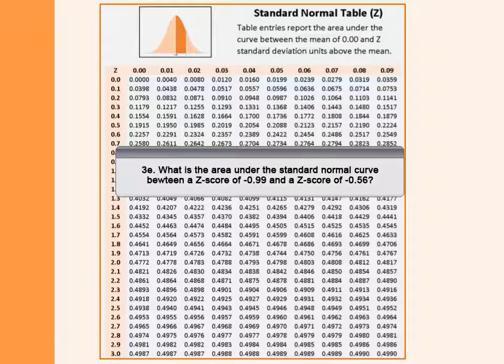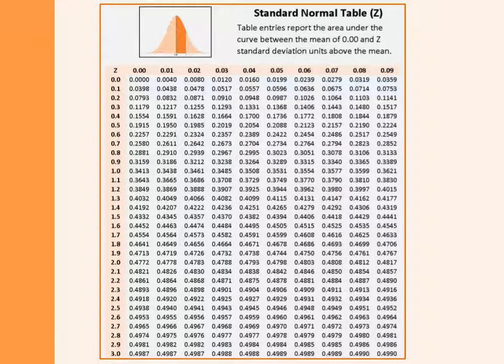The next two problems in this set require a similar procedure to what we just performed, but this time both z-score values fall to the left of the mean of 0, as they both are negative values. As we have done previously, we'll look up the absolute values of the z-scores in the table. So first of all, we'll find the row of the z-score of 0.9 and the column of 0.09. We then will look up the z-score of 0.5 and the column of 0.06.